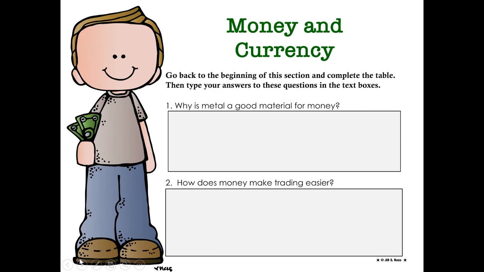After you've answered those, you're going to answer 2 open-ended questions. So the first one is, why is metal a good material for money? So we read a whole paragraph about why metal is good for making our money. And then your second question is, how does money make trading easier? How does it make it easier to trade, unlike the corn farmer?